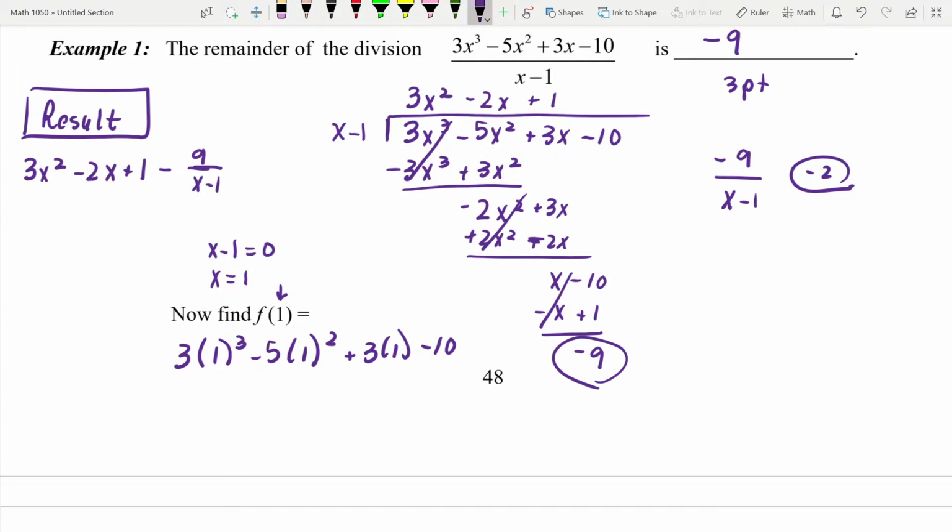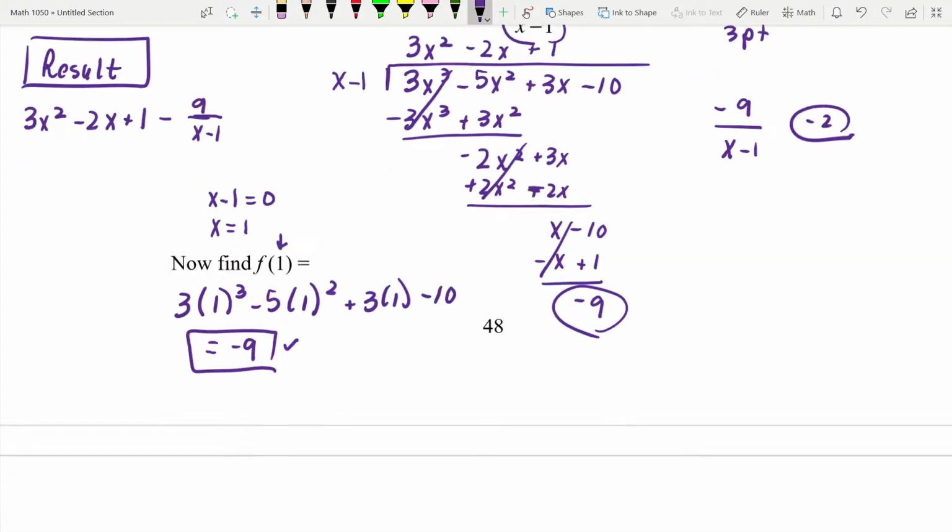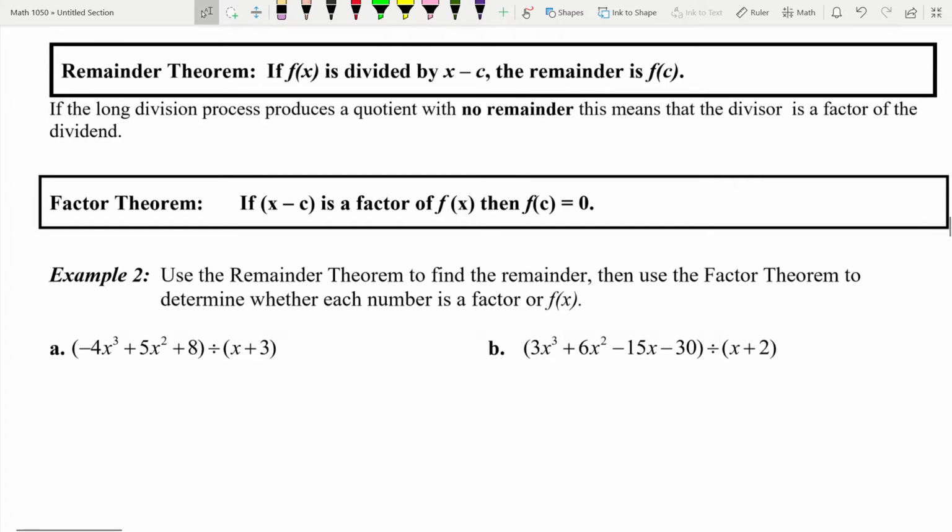3 minus 5 plus 3 minus 10 equals, and I get a negative 9. So f of 1 is negative 9. Look what happens, you guys. If I take the bottom, set it equal to 0, plug it in, what I get is my remainder. That's true, okay? That's called the remainder theorem. It's right there. So if you divide by x minus c, ours was x minus 1, set that equal to 0, you get a c, plug in the c, and you get the remainder. That's all that's saying, okay?